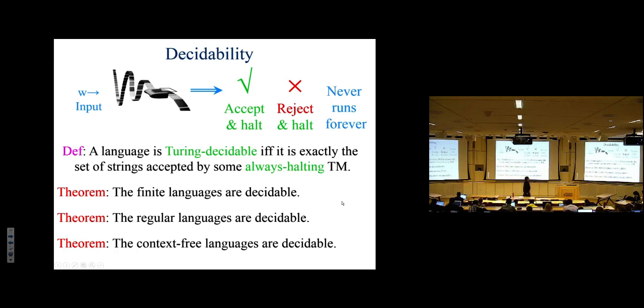The context-free languages are decidable. Why? There's a PDA for each. It says yes or no for each string in the language. So run the PDA, simulate it. Now you're a decider. Now you can say yes or no. You never have to run forever. Okay? How many get those three theorems?